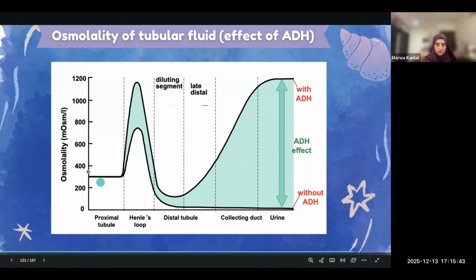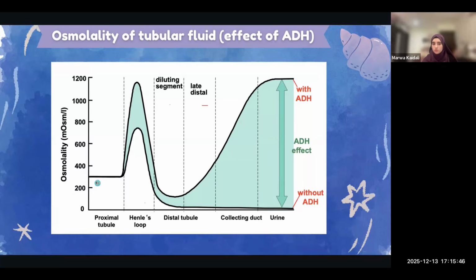We said that in the proximal tubule, the osmolality is isoosmolar, so we have around 300 milliosmoles. Then when we go to the descending loop, we're going to have concentration, and when we go to the ascending loop, we're going to have dilution. Up to this point, everything is the same. These two have a slight difference, but you can disregard that. Basically, both of these lines are going to be the same. Now, what's going to happen? ADH is going to create the difference after the late distal tubule. Starting from the late distal tubule, we're going to see a difference based on whether ADH is present or absent.